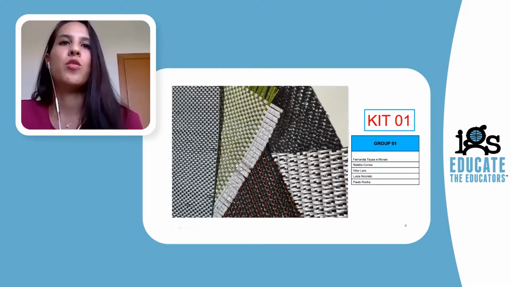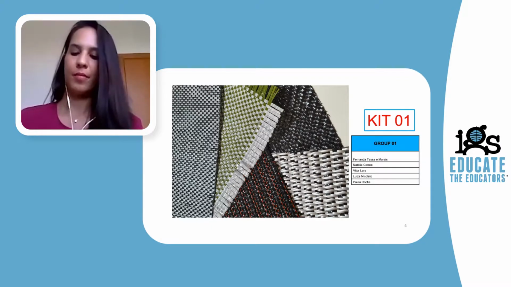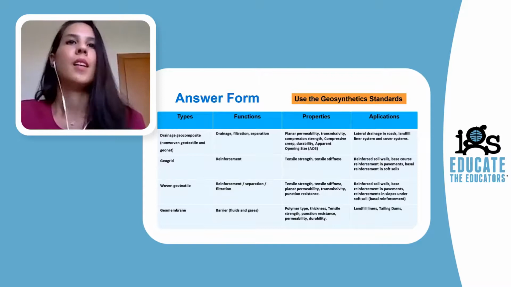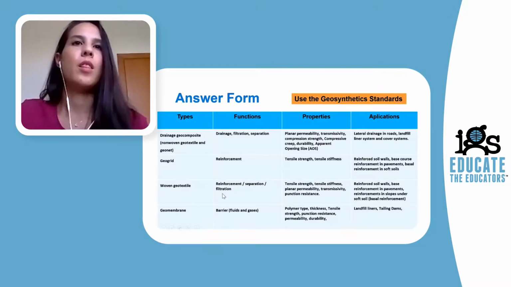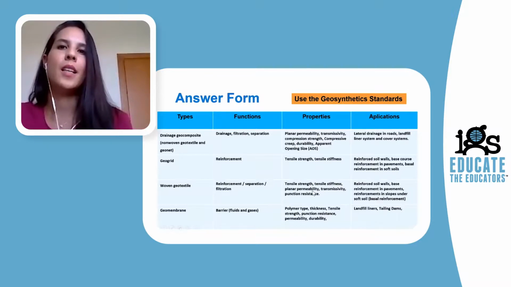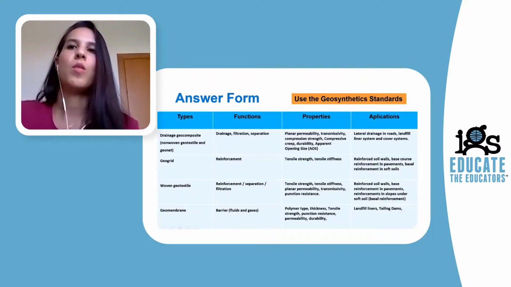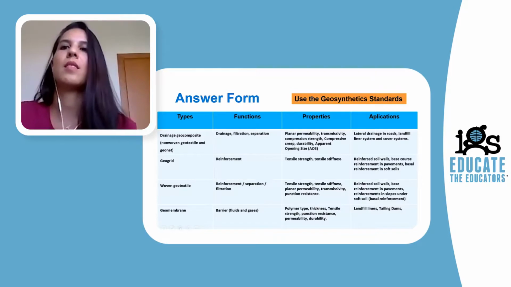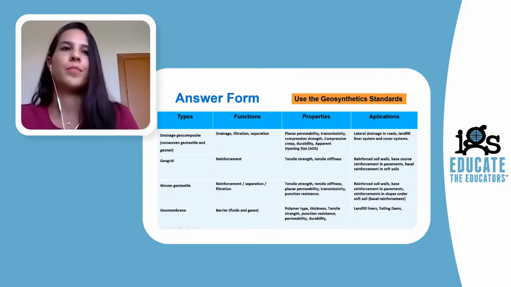So for the material number 3, it's a woven geotextile. The functions: reinforcement, separation, and filtration, and the properties: tensile strength, tensile stiffness, planar permeability, transmissivity, friction resistance. And for the application: reinforced soil walls, basal reinforcement in pavements, basal reinforcement in soft soils also.